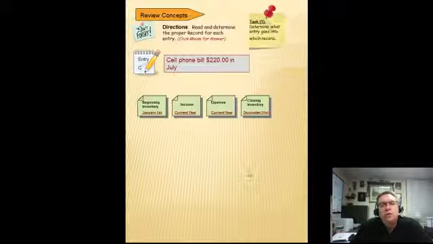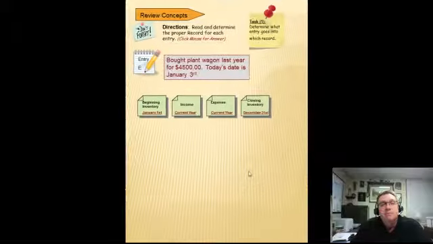If you look at a cell phone bill, $220 in July, that's money going out, so that would go into an expense. So you sold $2,000 worth of plants at $2 per unit in June. What would that go into? Well, that would go into income because you're selling them, so you're getting money from it.